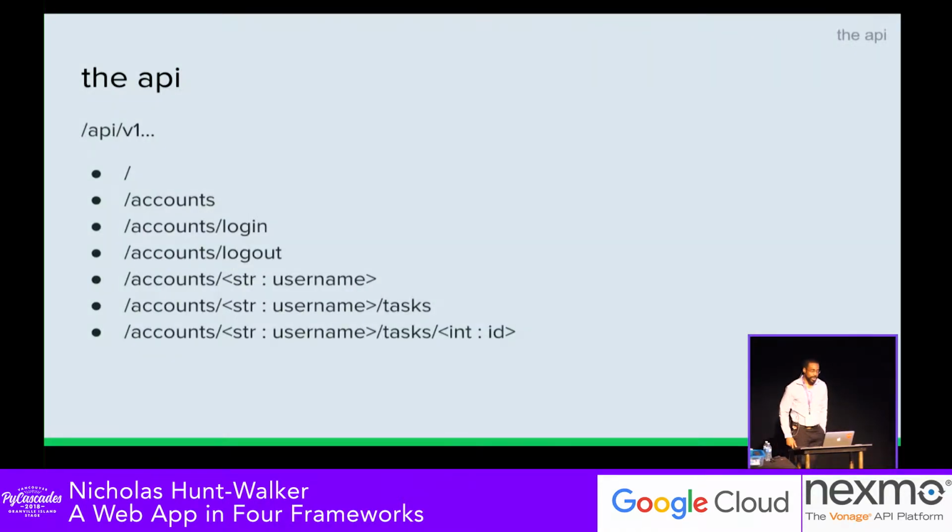And this is the API. Every framework that I implemented is using these 7 routes. Simple home routes, /accounts to register a new account. You can log in and log out. You can see your own profile. You can get the tasks all at once or by ID.